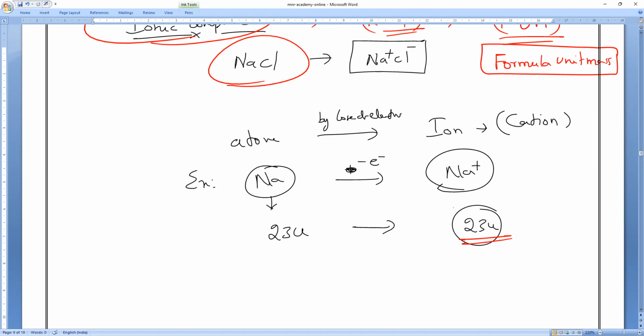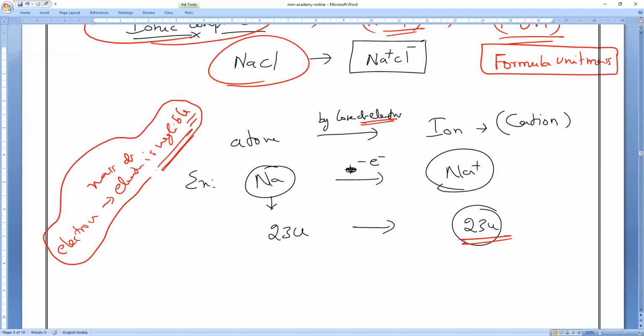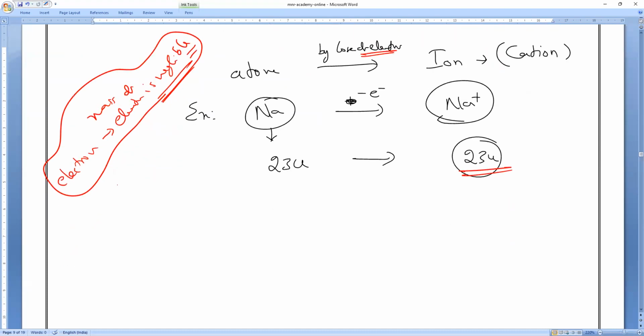Ions form only by loss of electrons or by gain of electrons. Remember, the mass of an electron is negligible. Compared to the proton, it is highly negligible. That is why we won't consider the mass of an electron. Clear, all of you?